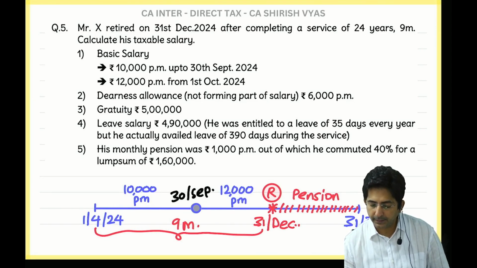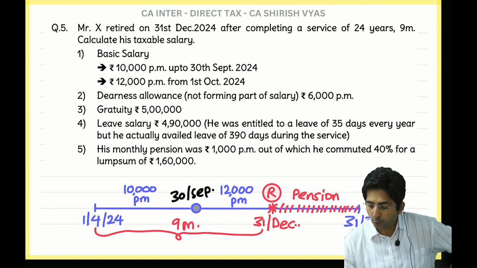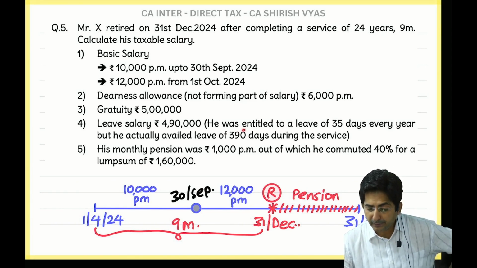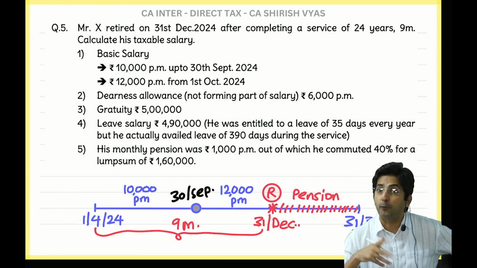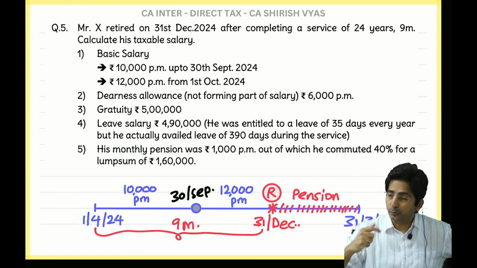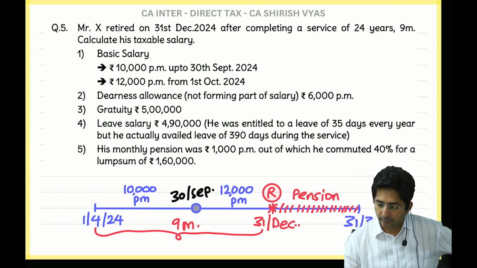What is given? Leave salary 4,90,000. Then he was entitled to a leave of 35 days every year. What do you mean by entitled? He was allowed. Entitled means allowed. Like while I was explaining leave salary in my example, 40 days was there. So in this question what they are saying? He was allowed 35 days every year.